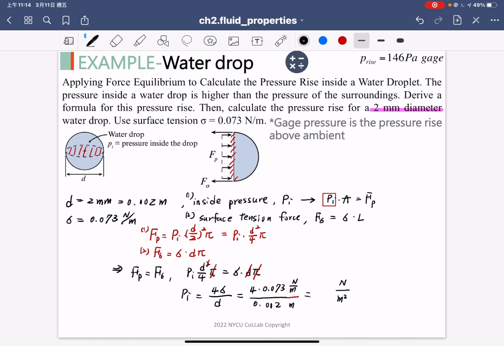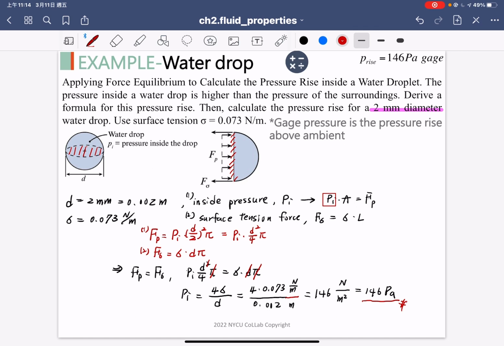So the number is equal to 146 Newton per meter square, and the unit is equal to the Pascal, right? So we just change the unit to the Pascal. So here you can make the comparisons.